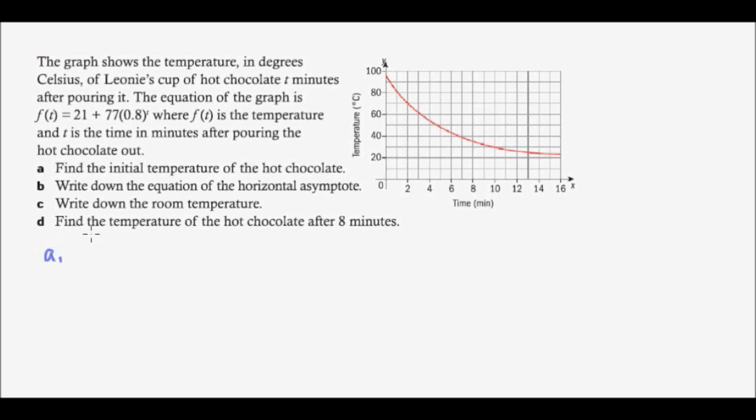Part a: find the initial temperature of the hot chocolate. That would be when t equals 0. So f(0) = 21 + 77 times 0.8 to the 0 power. Anything to the 0 power is 1, so this is really just 21 + 77, which is 98 degrees.